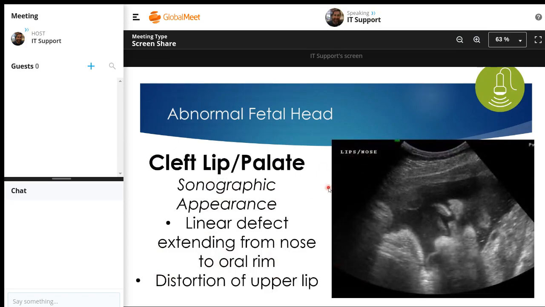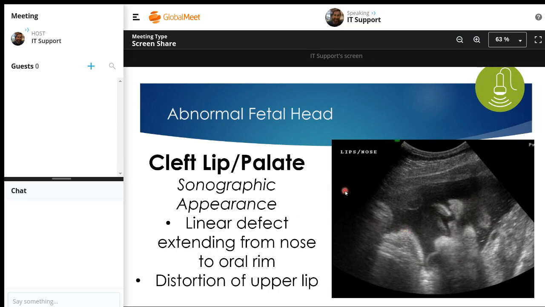Sonographic appearance: we have a linear defect descending from the nose to the oral rim and distortion of the upper lip. This is an image in a coronal plane, so we're just seeing the tip of the nose and lips. Tip of the nose, top lip here, bottom lip. We want to see this nice and continuous. So we can see there's a defect right in the middle of the lip there.